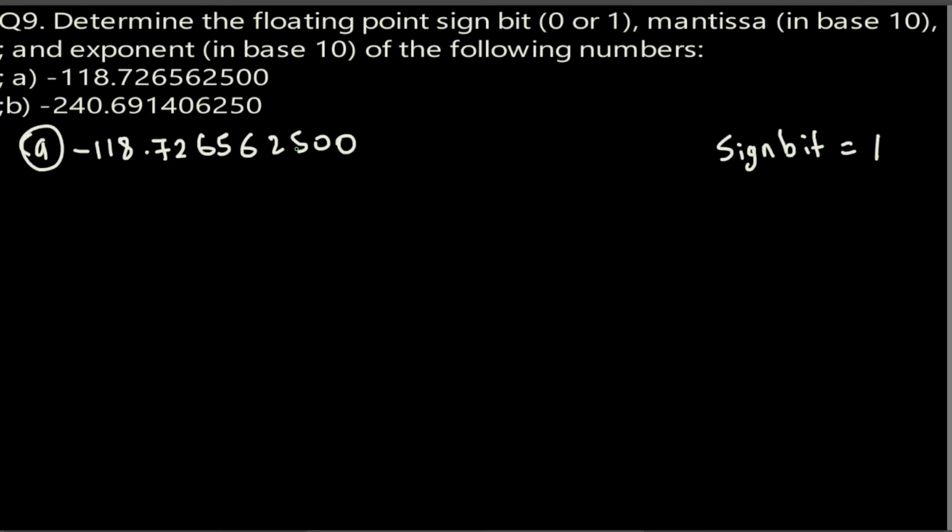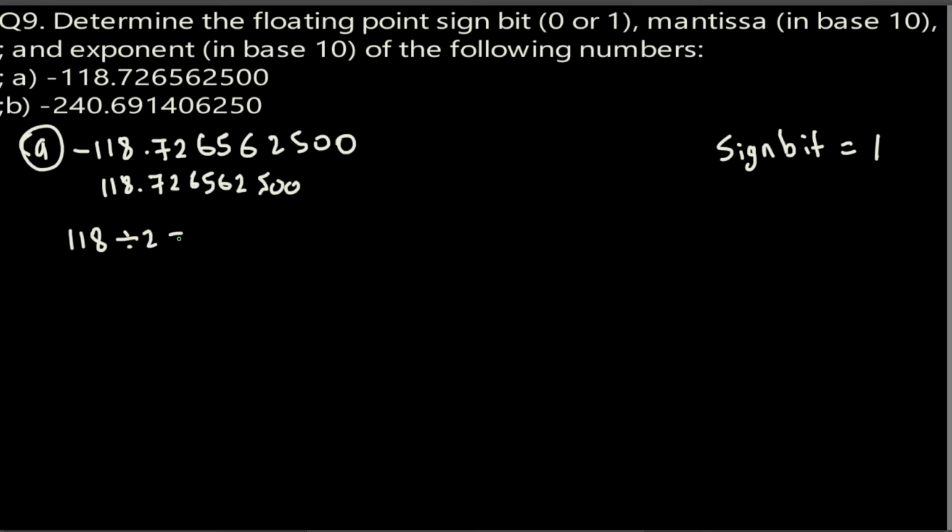And to find out the Mantissa and the exponent, we have to convert this into binary. To do that, we just take the positive part of it, that is 118.72656250. When we are converting a decimal into binary, we do the integer part separately and the fractional part separately. Let's take the integer part.